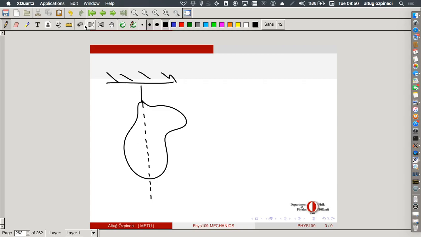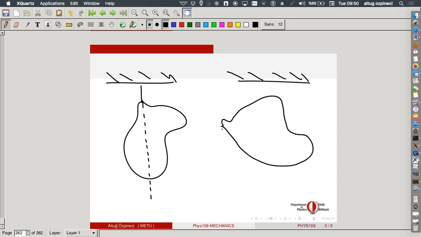And if you just take it and hang it from some other point, now this is the same object, believe it or not. If you hang it like this, it will stay. If it stays in this shape, this is the position of the center of mass. Now, this is how you can measure the center of mass.